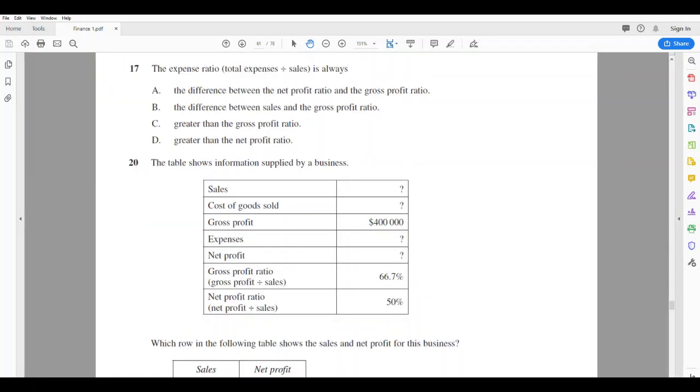Okay, question 17. The expenses ratio is always, which one? A, the difference between the net profit ratio and gross profit ratio. B, the difference between sales and gross profit. C, greater than the gross profit ratio. D, greater than the net profit ratio. Now, pay attention closely. We've got to remember our equation for net profit. What does it consist of? First, you've got gross profit.